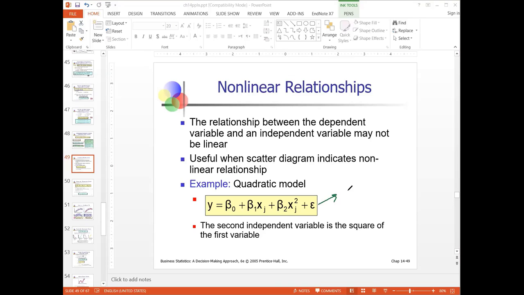xj is not linear in terms of the variable. It's not linear. So we are testing for its non-linear effects.